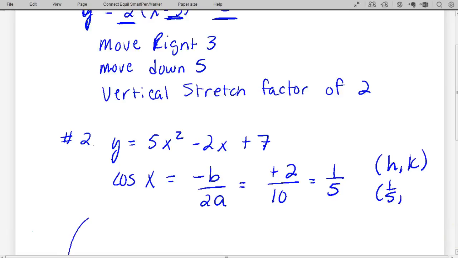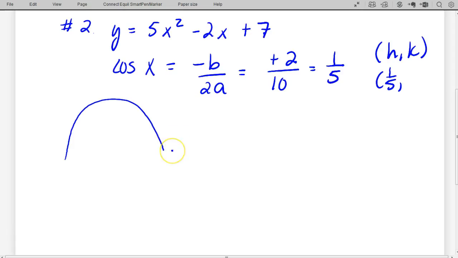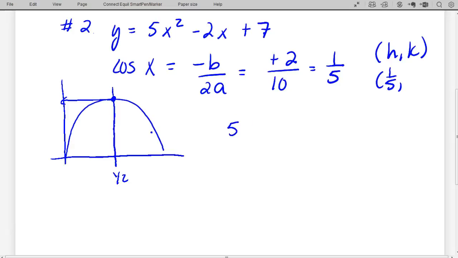So if we have this parabola here, x equals 1/5 is going to be the line right there, the line of symmetry that goes up to the vertex. Now we just need to figure out what the y value is here, or the k value. So all we have to do is we take that 1/5 and we put it back in for x here.